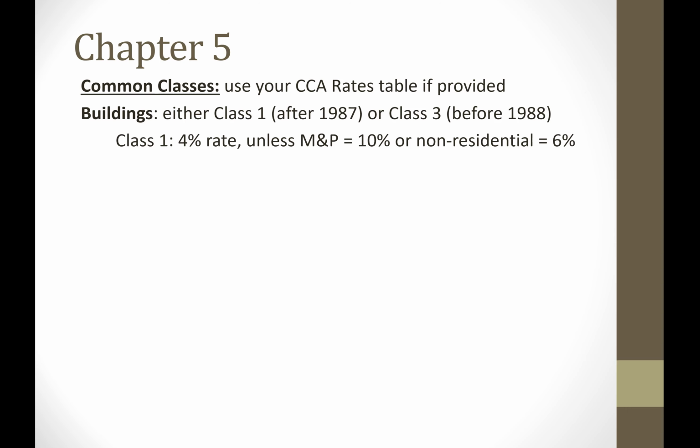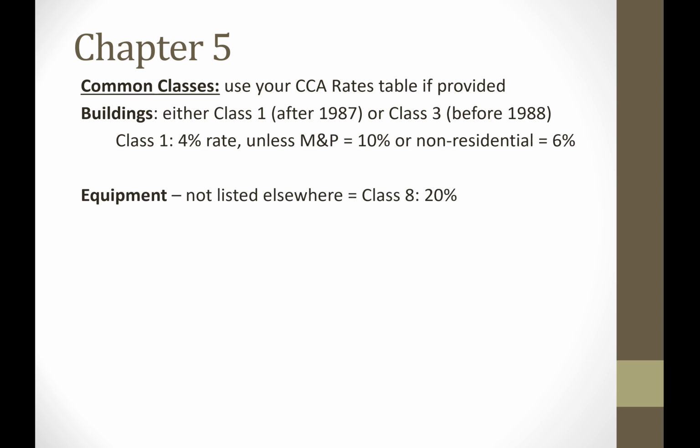90% or more for manufacturing and processing activities, that rate increases to 10%, or if it does not qualify as a manufacturing or processing building, if it's used 90% or more for non-residential purposes, that CCA rate goes up to 6%.